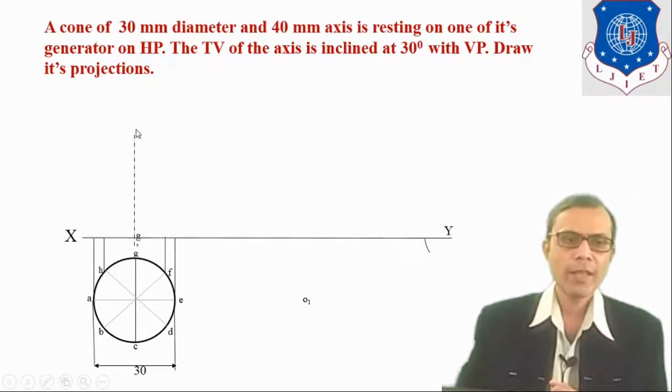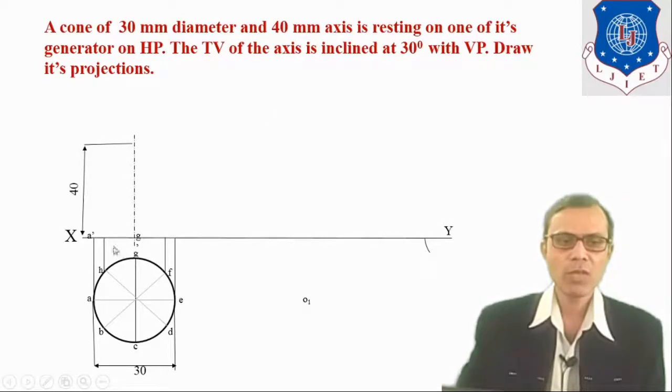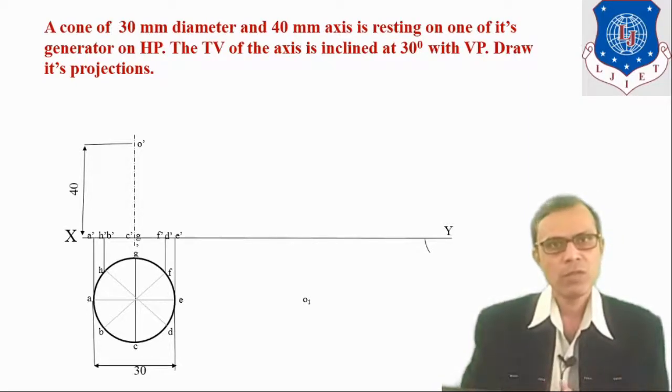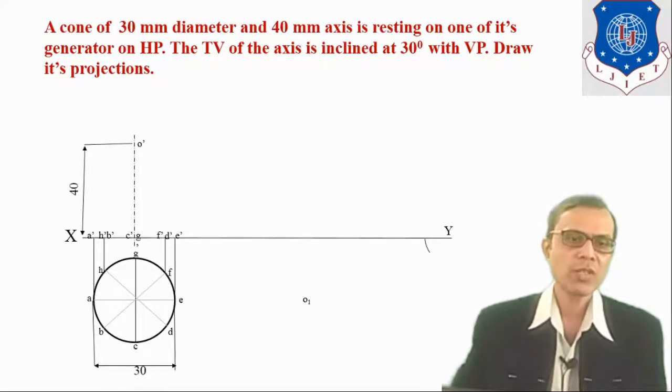Now it is an axis, and this axis height we have to consider as 40 mm. So this height, take 40 mm. Write down notation for each and every projected division number: A dash, B dash, C dash, D dash, E dash, F dash, G dash, and H dash. So these are the division numbers, and in front view it is denoted by small letter with dash. For top view it is denoted by small letter without dash.